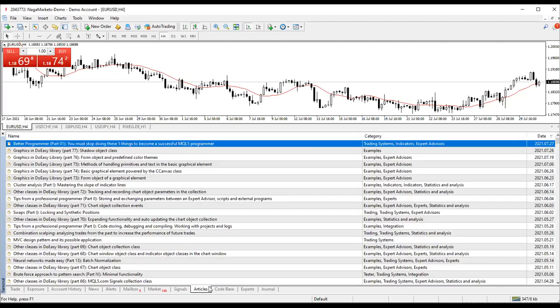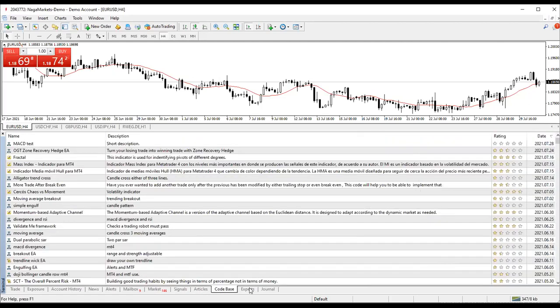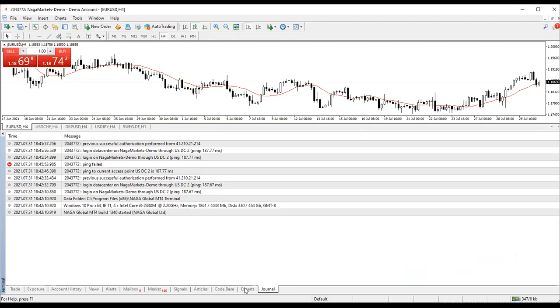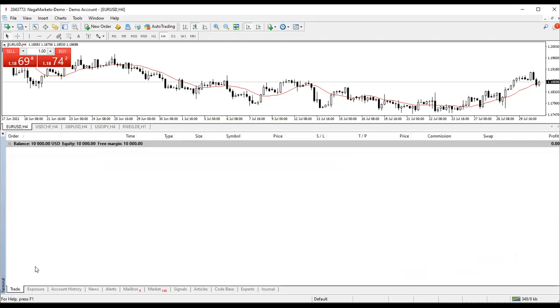You can copy their signals. All these elements are here for you to go through a journal and all those things. So that's what the terminal is all about. But I want to dwell a bit again on trade.